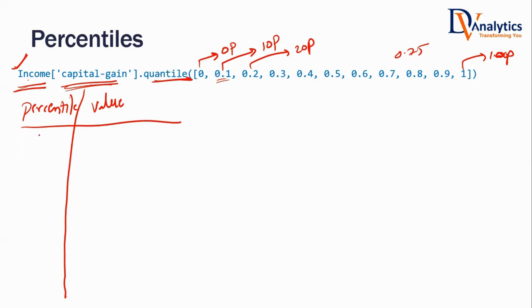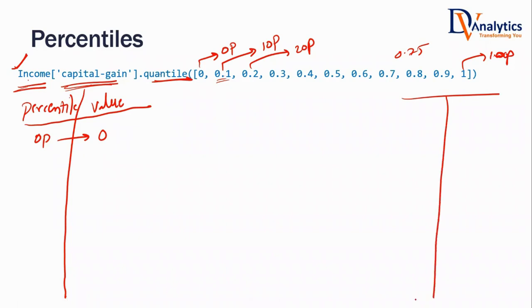Now, tell me, what's the 0 percentile value? 0. So that means when we did the analysis, when Python has calculated using capital gain, it has arranged the data and 0 percentile happens to be 0. So what is our inference out of it? Tell me, what do you write out of this? Minimum value of capital gain is 0.